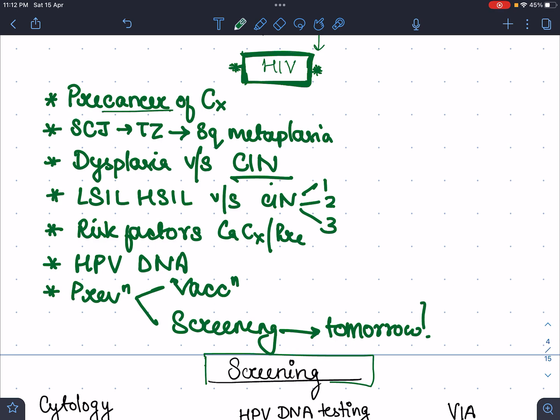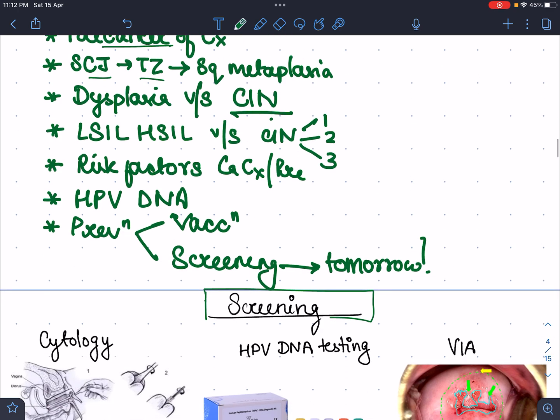Yesterday we covered the basic things about precancers, like what is the squamous columnar junction, what is the transformation zone, what is squamous metaplasia, what is CIN, what is LSIL, risk factors for cervical cancer, HPV, and things about the vaccines. Today we'll be doing screening.